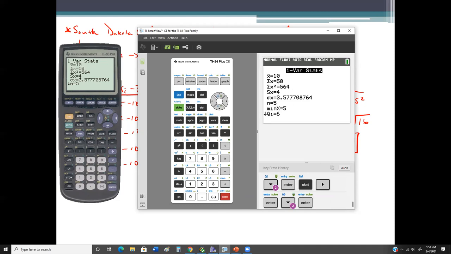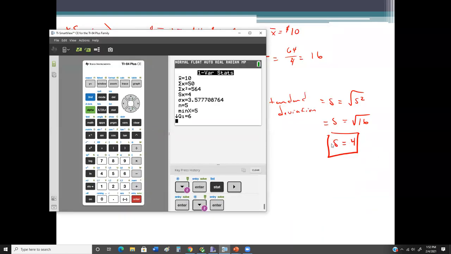This is awesome. What did we say the average was? X bar, it's saying it's 10. That's amazing. Next you see the sum of the X values and the sum of the X values squared. Don't stress about that. Do you see S sub X and sigma sub X on your calculator? Your calculator doesn't know if this is sample or population data, so it gives you both the sample standard deviation and the population standard deviation. So what did I say the standard deviation was? 4. The calculator's S sub X, the sample standard deviation, is 4.